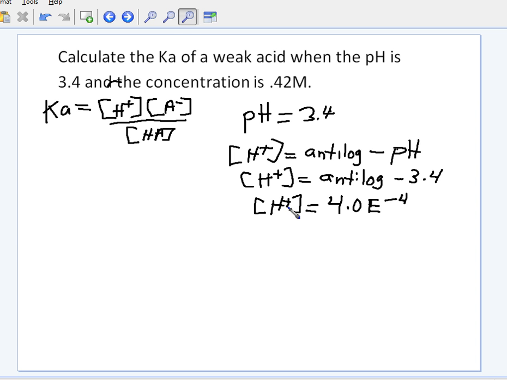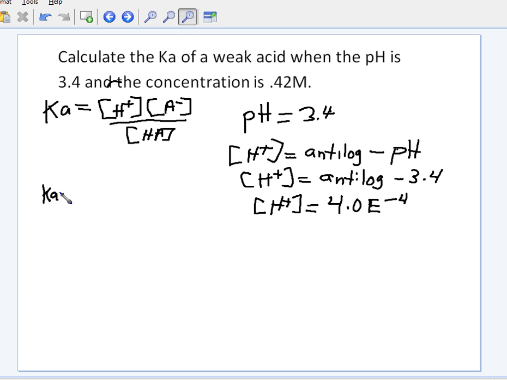Alright, so now if you know H plus, and we know the molarity of the acid is 0.42, the only thing that we have to do is figure out the concentration of the anion, which is easy because when an acid dissociates, the concentration of the H plus is the same as the concentration of the anion. So if you know the concentration of H plus, you know the concentration of the anion. So you just plug in the number.